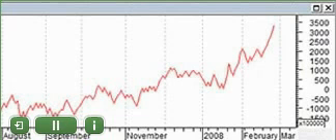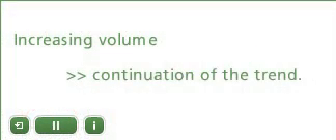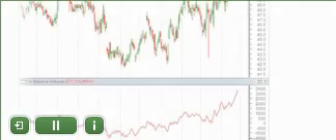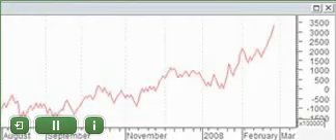Both on-balance volume and accumulation distribution can show you when the stock price movement is supported by increasing volume, which usually results in a continuation of the trend of the stock or CFD. They can also show you when the stock price movement is not supported by increasing volume, which usually results in a trend reversal for the stock or CFD.